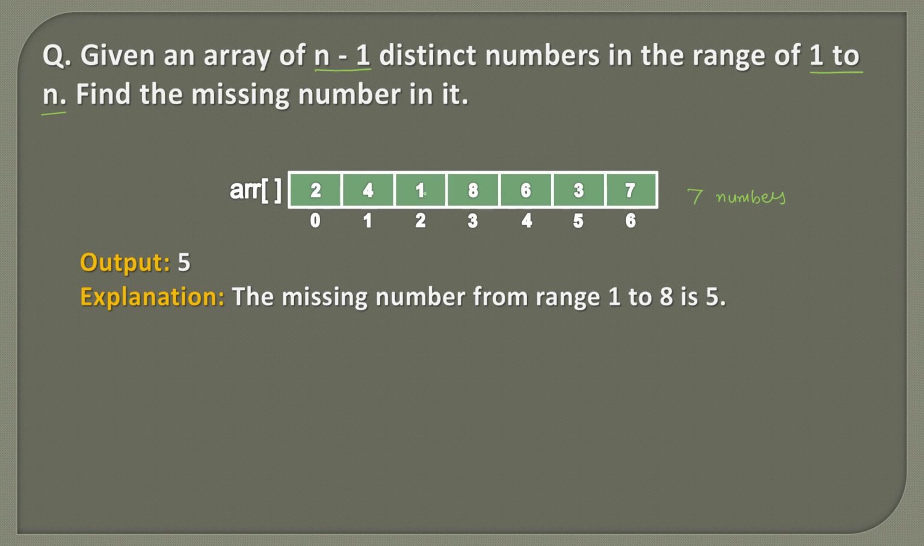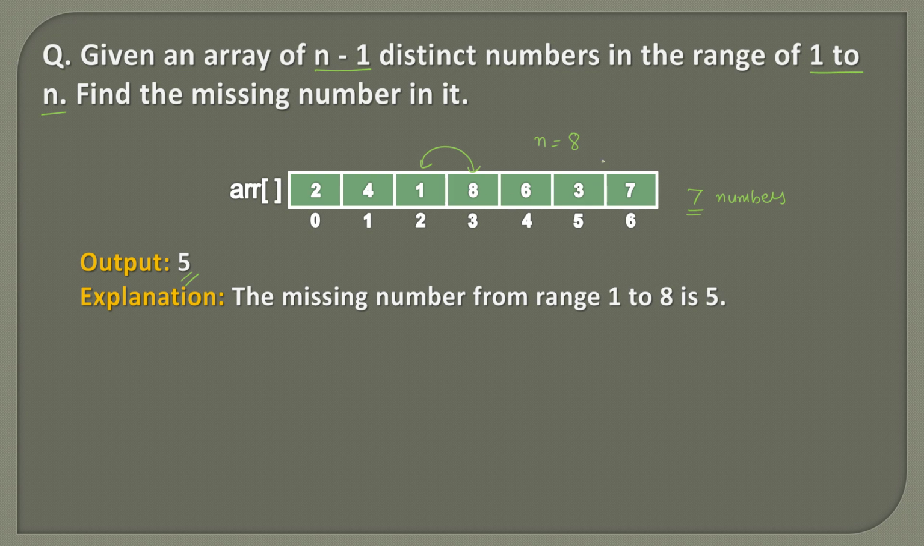So for example, here you can see 1 is present, 2 is present, 3 is present, 4 is present, 5 is not present, 6, 7 and 8 are present. So basically we are given n-1 distinct numbers, which you can see here, and 1 to n is the range. So here it is from 1 to 8. So here n is 8 and in the array we are provided with n-1, which is 7 numbers. So we need to find one missing number. So here the output would be 5. So this is the missing number from range 1 to 8, which we can see in the array.